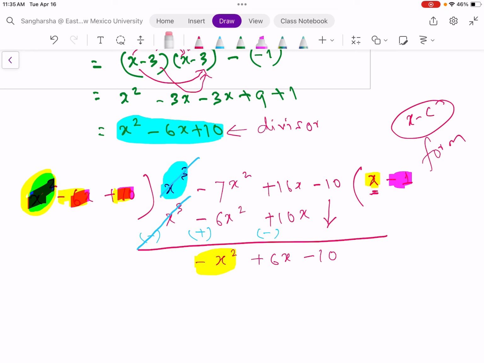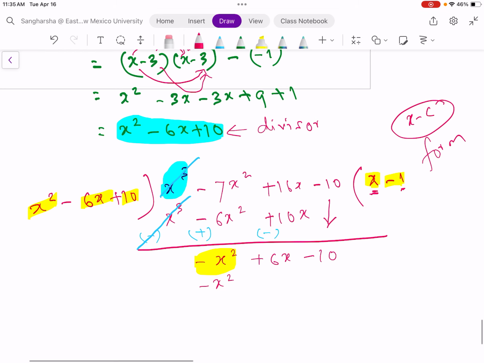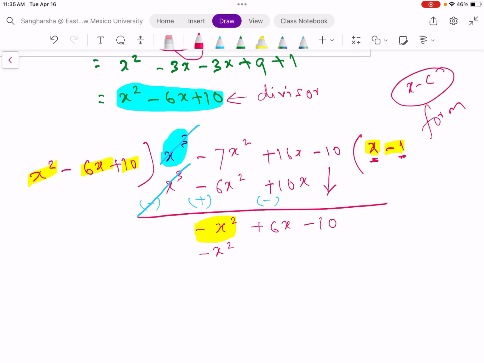Okay, so let me rewrite this. So we had x squared minus 6x plus 10. So you are dividing, okay, every term. So we have negative 1 as our second term for the quotient. So you multiply negative 1 and every term here. So negative 1 times x squared, negative x squared, negative 1 times negative 6x, that is positive 6x, negative 1 times positive 10, negative 10.